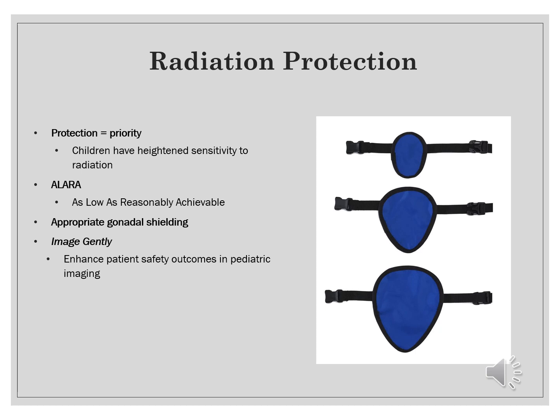The Image Gently campaign was initiated in 2007 by the Alliance for Radiation Safety in Pediatric Imaging, along with several professional organizations, to enhance patient safety outcomes in pediatric imaging, particularly focusing on minimizing radiation exposure during procedures. The initiative aims to educate and train healthcare providers, including radiologists, radiologic technologists, and other medical professionals on best practices for imaging children. By promoting appropriate use of imaging techniques and equipment settings, Image Gently seeks to reduce the potential risks associated with radiation exposure while ensuring effective diagnostic outcomes.